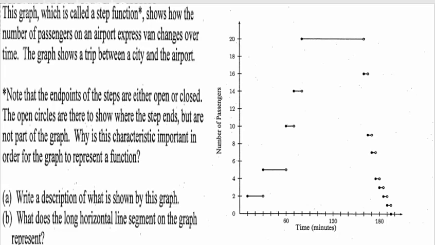I think this is important because each closed point represents two numbers. For example, this closed point represents 10 on the y-axis of the number of passengers. And then it also represents, I believe, 60 on the x-axis for the minutes it took to drive to that point with the 10 passengers.